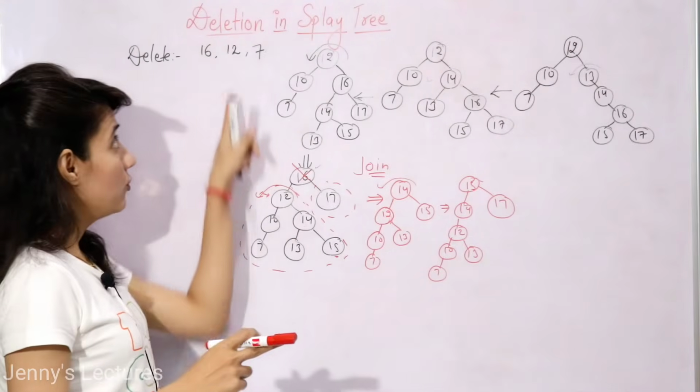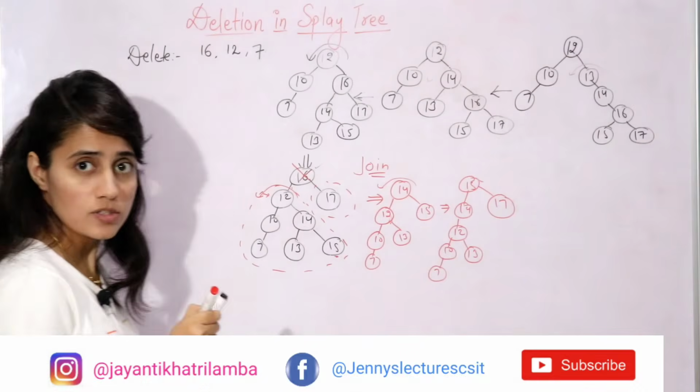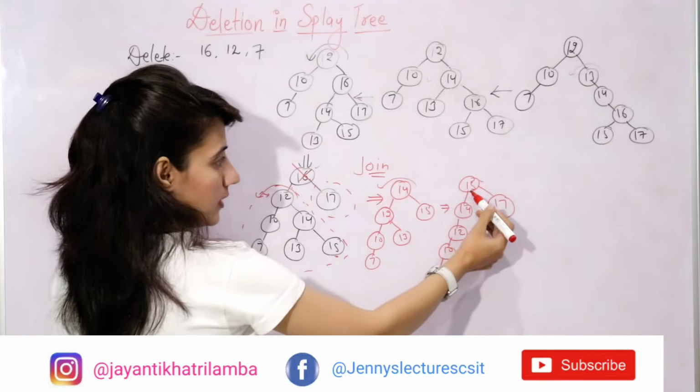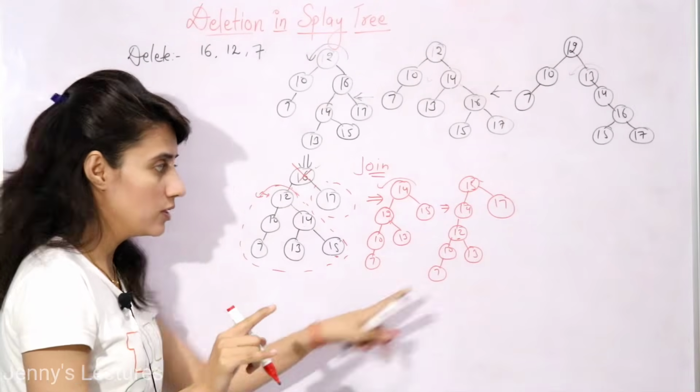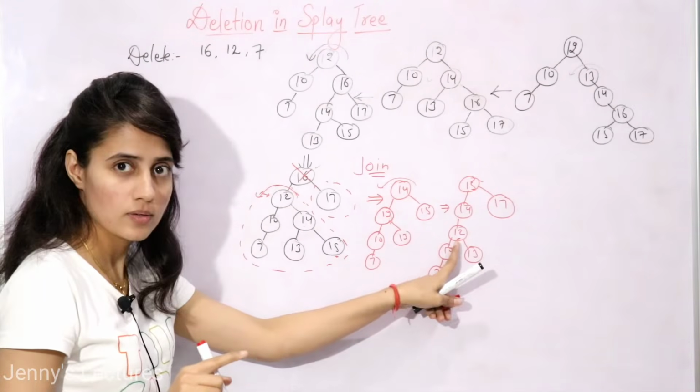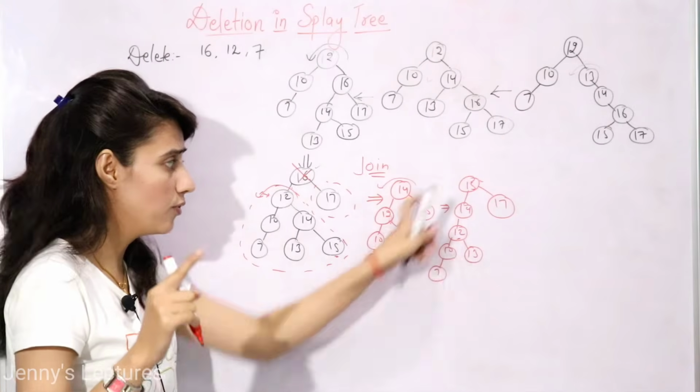So now next element you want to delete is 12. First step is find out where is 12. Less than 15, less than 14, here we got 12. Now before deletion we will splay this tree for this 12, right? We are going to make this 12 as root of this tree.